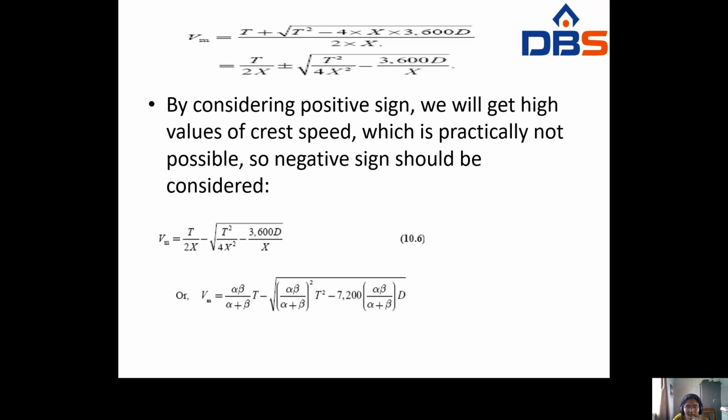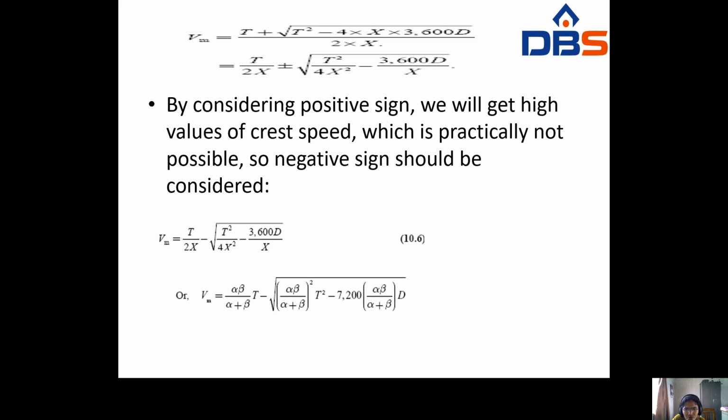So at that time it is written as t by 2x plus or minus the root. You have to split it. Okay, so this is the root over 2x. So at that time it will become t square by 4x square minus 3600 d by x. Here the x comes under the root, so it becomes x square and the x cancels. So the Vm value will become t by 2x plus or minus the square root of t square by 4x square minus 3600 d by x.